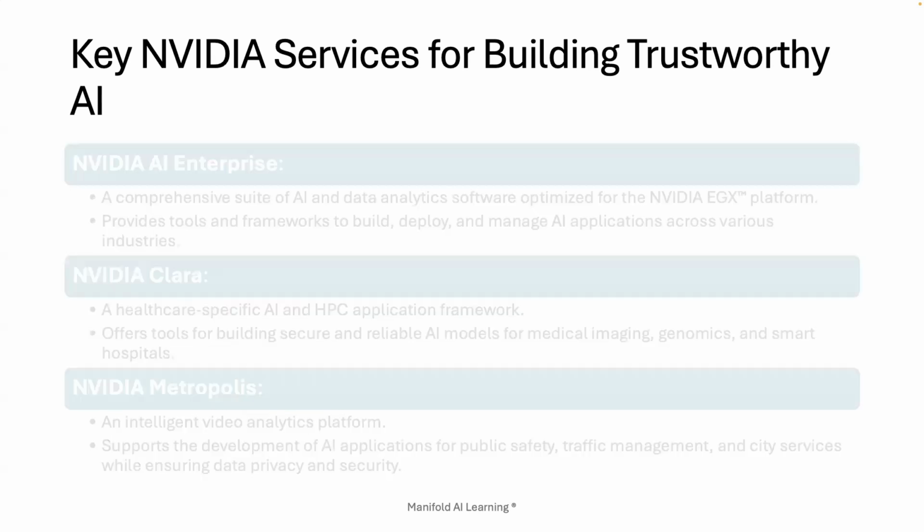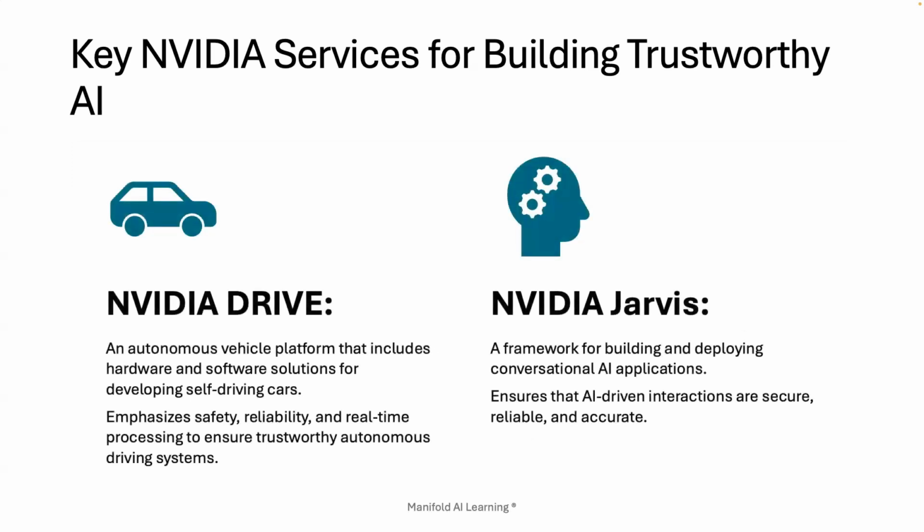Apart from that, we have NVIDIA Drive. It's an autonomous vehicle platform which includes hardware and software solutions for developing self-driving cars. It emphasizes safety, reliability, and real-time processing to ensure a trustworthy autonomous driving system. And we have NVIDIA Jarvis, a framework for building and deploying conversational AI applications. It ensures that the AI-driven interactions with Jarvis are secure, reliable, and accurate. So these are all the key services from NVIDIA for building trustworthy AI.